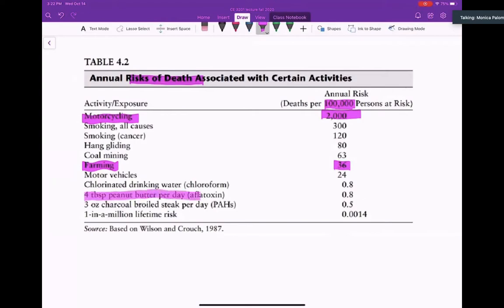How many of you like peanut butter? You don't have to tell me. There is a risk of a fatality from peanut butter, and it's 0.8 annually in 100,000 people. The aflatoxin is a substance that naturally occurs in peanuts, and it's toxic for you. Yeah, some of you are sad, I know, but look at this, it is 40 tablespoons per day. So hopefully you're not there.